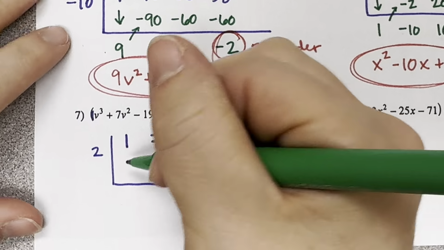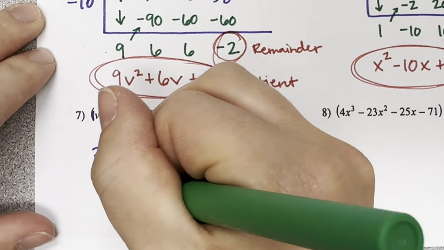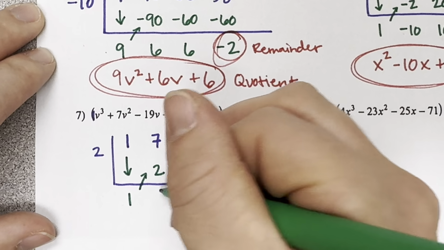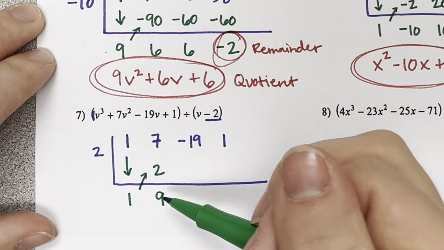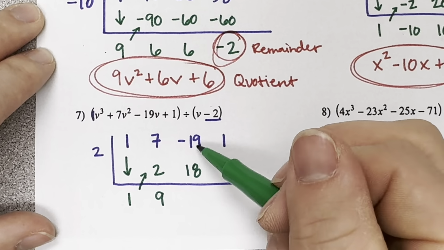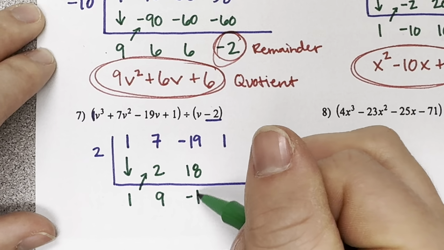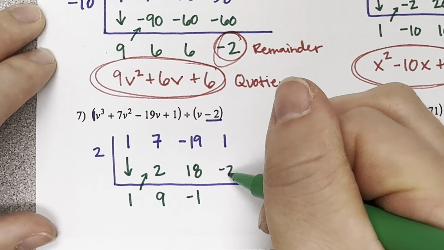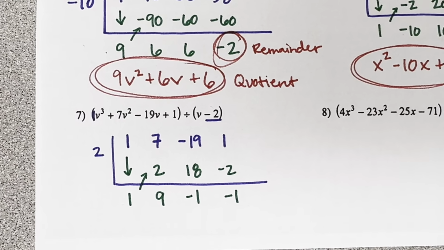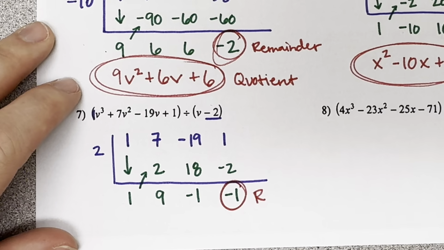Okay, now follow the pattern. Drop your first number, multiply anything on the outside to get to that next spot. 1 times 2 is 2. 7 plus 2 is 9. 9 times 2 is 18. Negative 19 plus 18 is negative 1. Negative 1 times 2 is negative 2. 1 minus 2 is negative 1. So we have a remainder of negative 1.